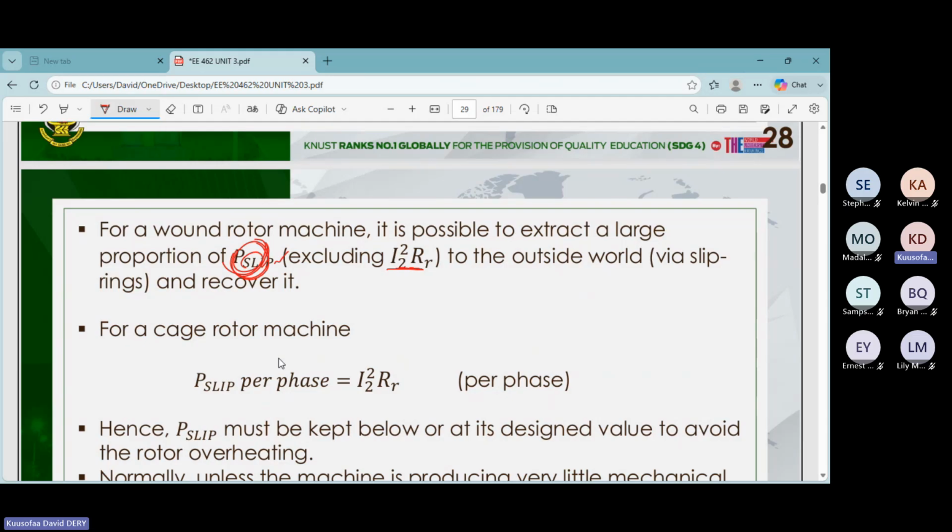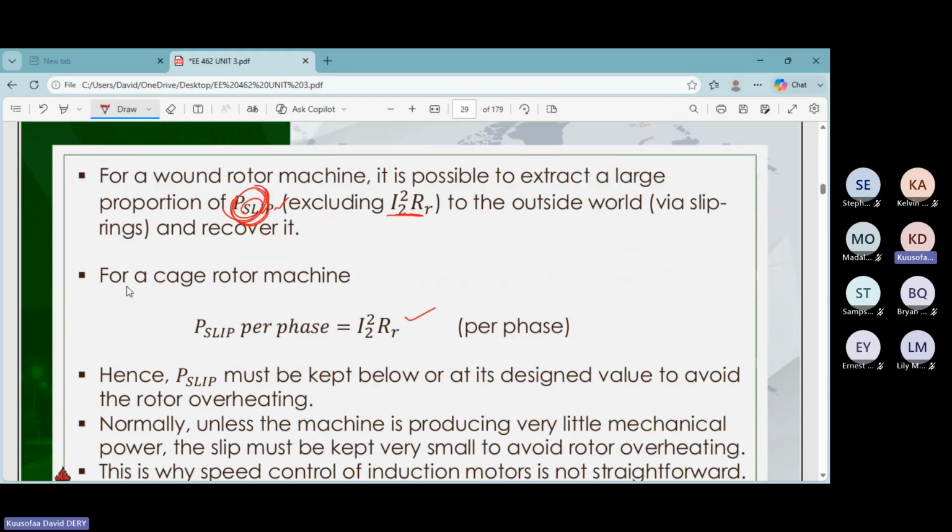And for page 2, they also have similar expressions. So you just have to know that for the wound rotor, you can access the windings and extract its power. But for the cage, everything is shorted, so you cannot have access to the windings. So that's the difference between the two.